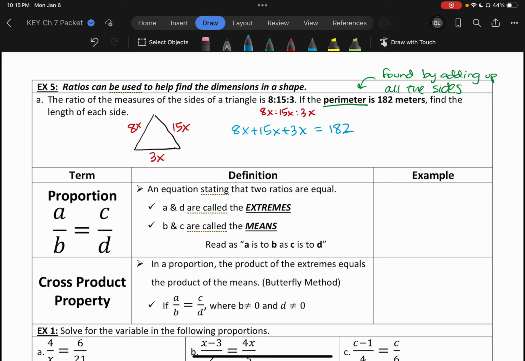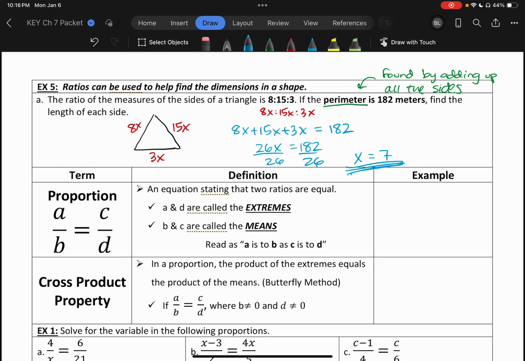So at this point, now we're back to solving for x. If I want to start solving for x here, 8 plus 15 is 23, plus 3. If I combine like terms here, we get 26x. It's equal to 182. If I want to solve for x, I'm going to divide by 26 on both sides. If I do 182 divided by 26, we get that x is equal to 7.